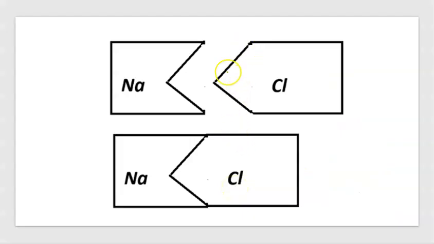Chlorine needs only 1 electron. Look, only 1 electron gained. Oh, and sodium loses 1 electron. That's why they fit. Sodium gives the electron, chlorine gains the electron, and then they make sodium chloride.